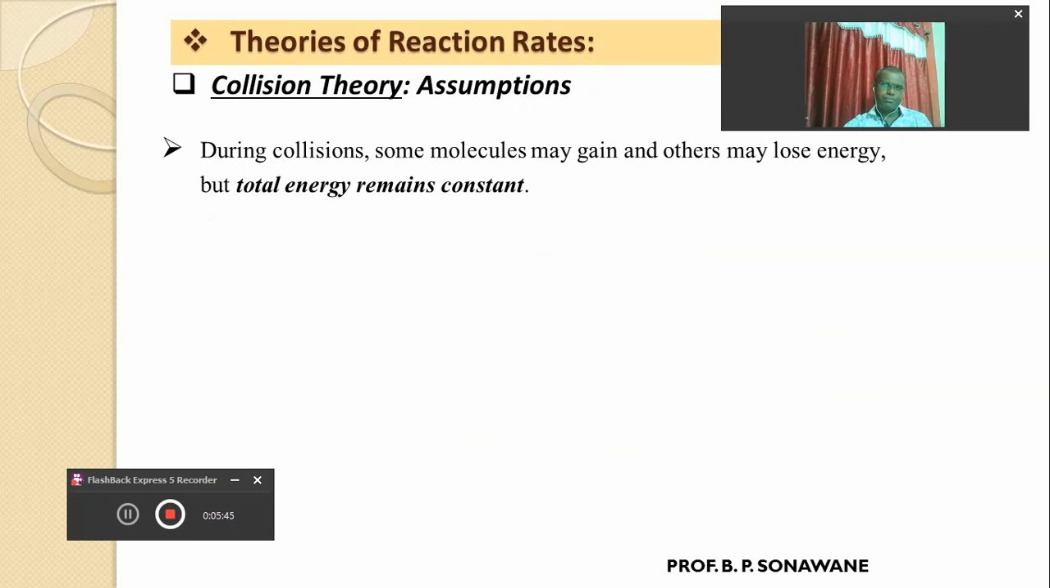Another assumption stated in this collision theory is that during the collision some molecules may gain energy and others may lose energy, but the total energy remains constant. So during the collision, it is possible that they can exchange energy between them. Some molecules can gain and others can lose energy, but the total energy of all the molecules will remain constant, just like in an elastic collision.